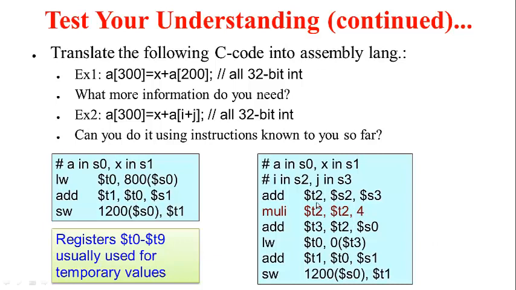After having multiplied I plus J by 4, I need to add that value to A to get the offset. Note that in the load word instruction, the offset has to be a constant. So I need to get the address directly in this particular register. Here I have used $T3. So this load word now gets in $T0 the value of A of I plus J, and then the rest of it is similar to the previous example.